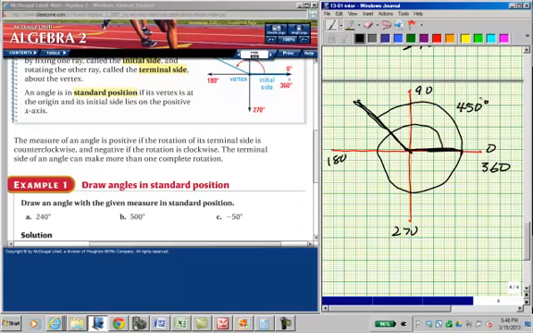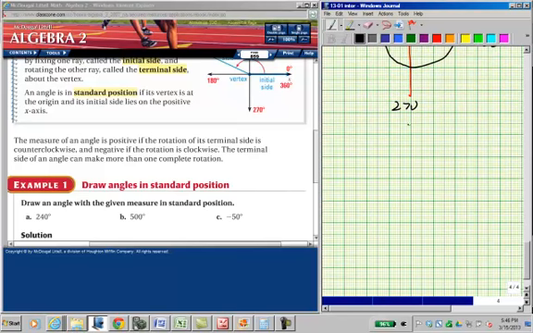Okay. All right, minus 50. Let's make a coordinate system.